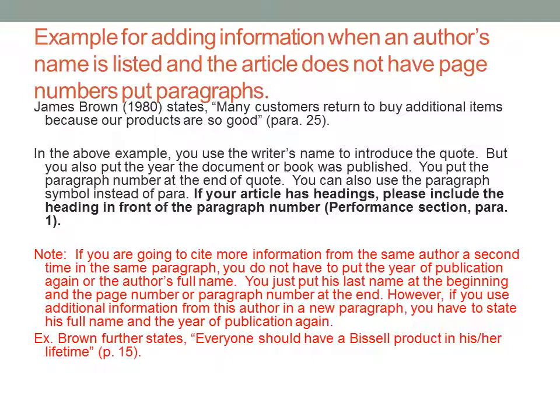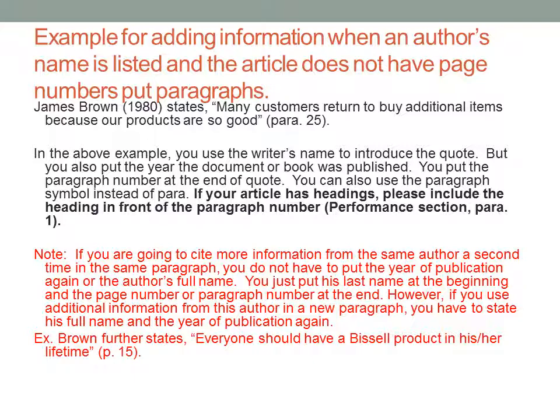Now, what I say here, note, if you're going to cite more information from the same author a second time in the same paragraph, this is what I'm reading in red. You do not have to put the year of publication or the author's full name again. This time you just put his last name, and then you go ahead and say whatever you're going to say.